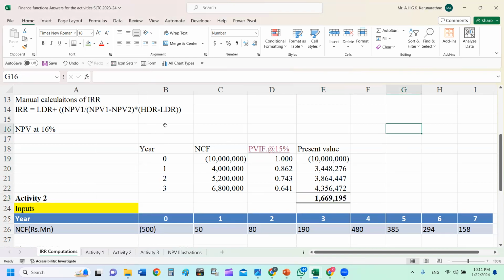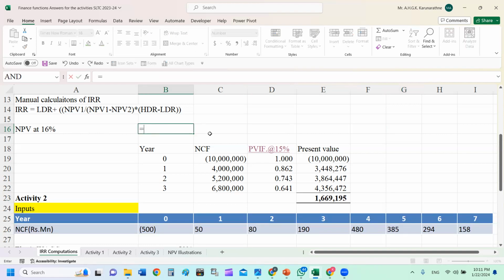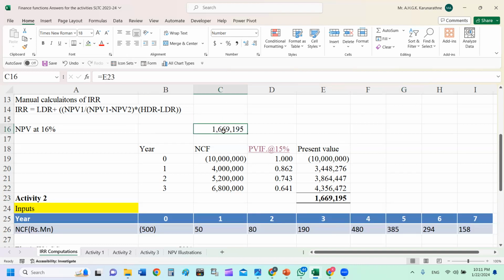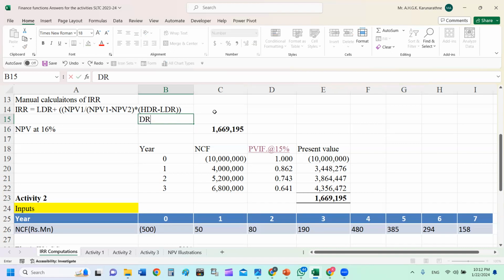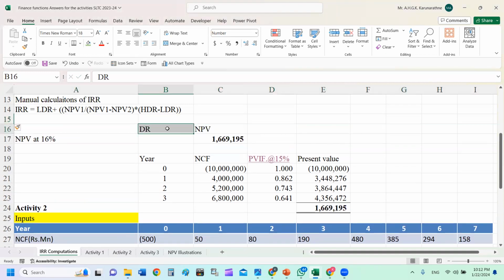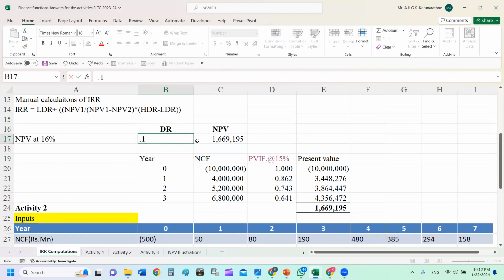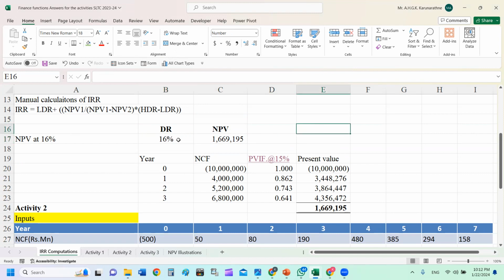The NPV at 16% will be the present value. Or just say the present value is this much at 16%. At 16% discount rate, NPV computed. Right. We need to apply another discount rate and compute NPV. At 16% it is positive.